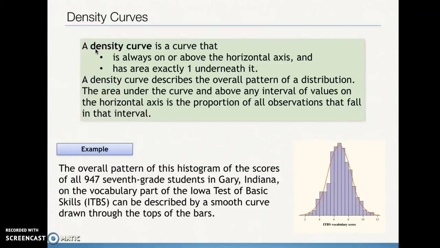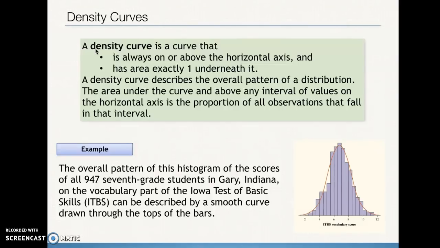First of all, all of the area is above the axis. There's no negative area. And second of all, it is always considered that the area under the curve is equal to 1 or 100%. And that makes sense when we look at these as probability distribution curves. We know that probability totals up to 100%. So this particular density curve, or histogram with a density curve on top of it, is a histogram of the scores of 947 7th grade students in Gary, Indiana on a vocabulary test that they took.